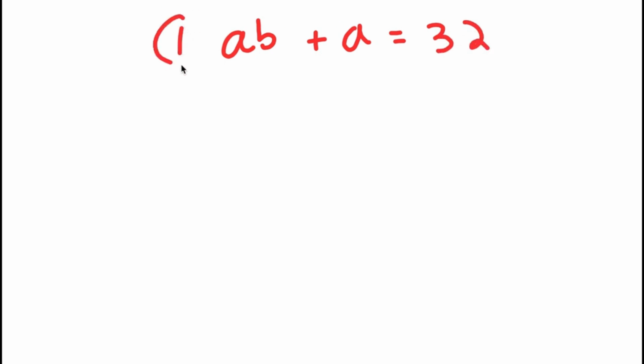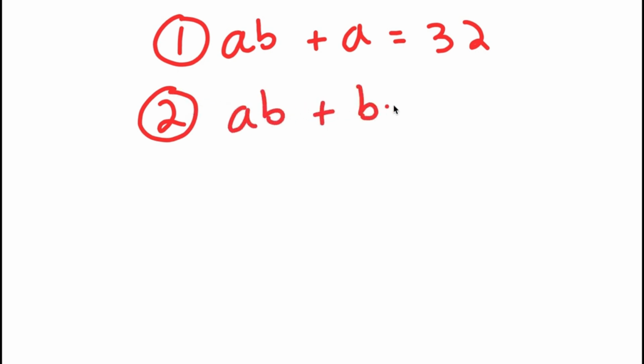Alright, so in this video, I'm going to be solving a system of equations. In my system, I have two equations. My first is AB plus A is equal to 32, so this is going to be my first equation. And my second equation is going to be AB plus B is equal to 35.